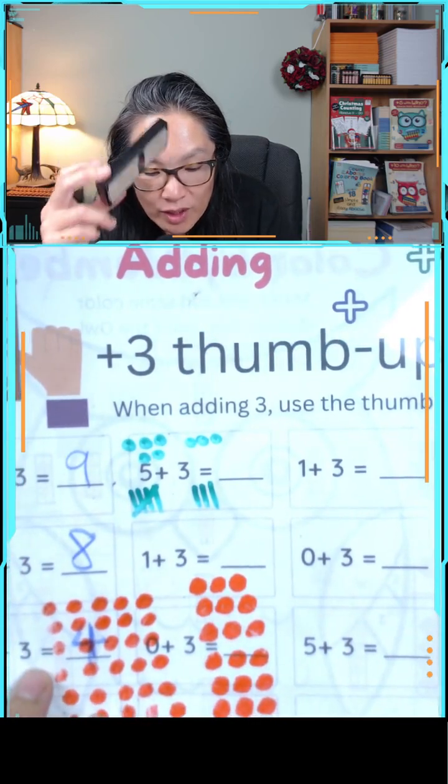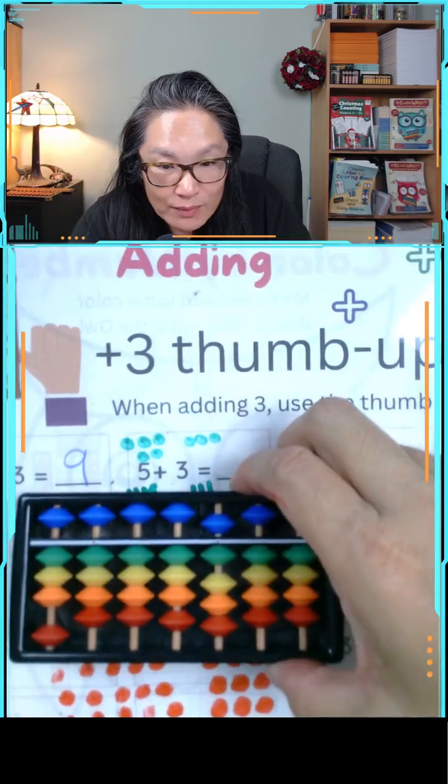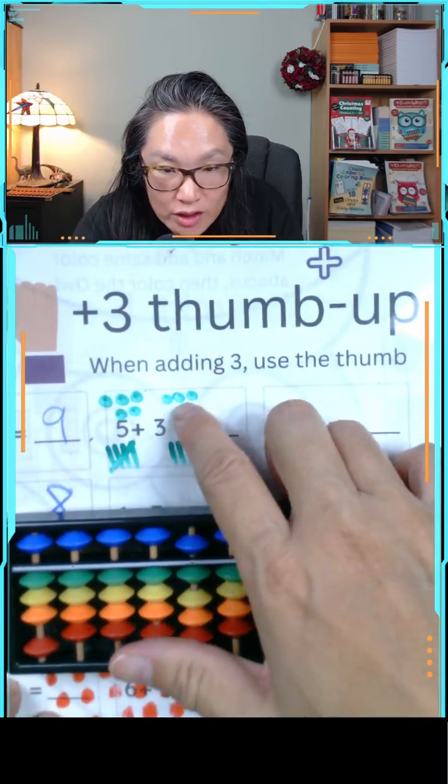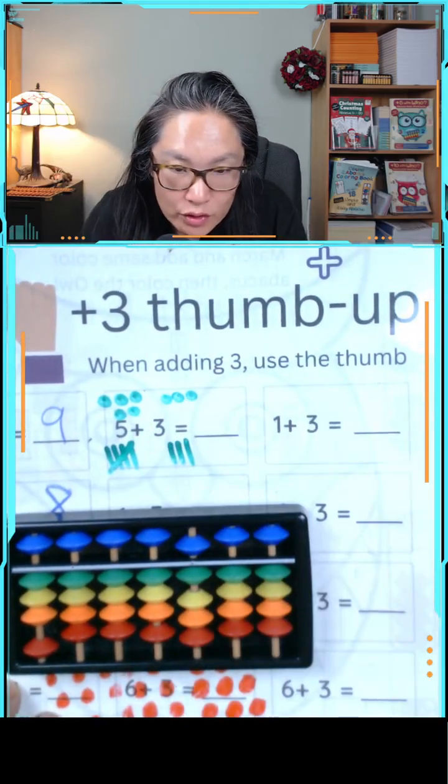So here we have the question, right? 5 plus 3. Just like in mainstream world, right? You could do the dots, or you could do the tally marks.